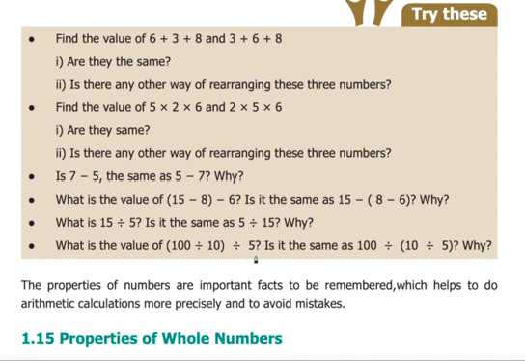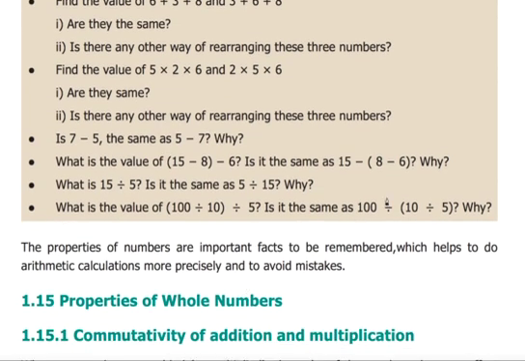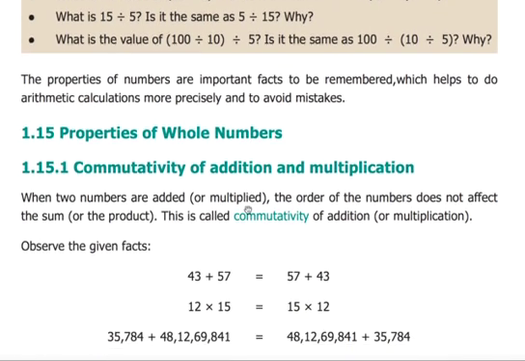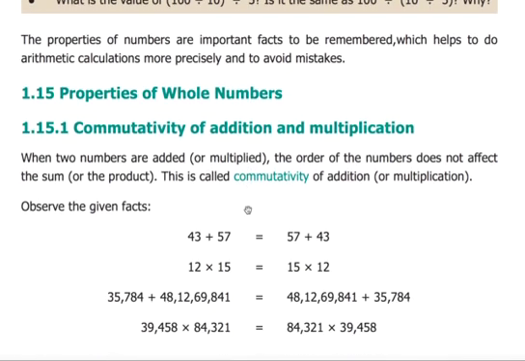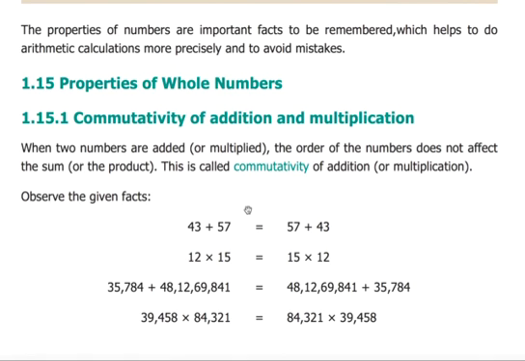10 by 5? 2. Is it same as 100 by 10 by 5? No. This is 50. Why? Brackets mean a lot. If you put brackets in different places, the result is not going to be same. That is why the properties of numbers are important facts to be remembered, which helps to do arithmetic calculations more precisely and to avoid mistakes.